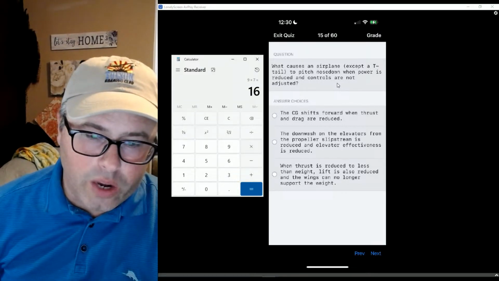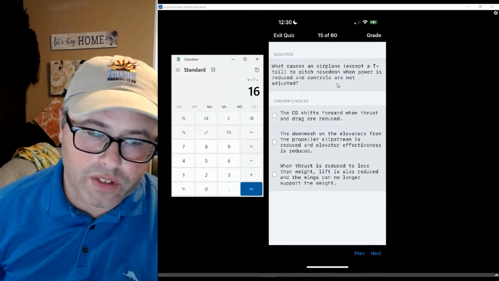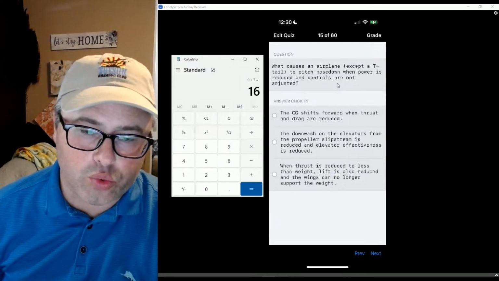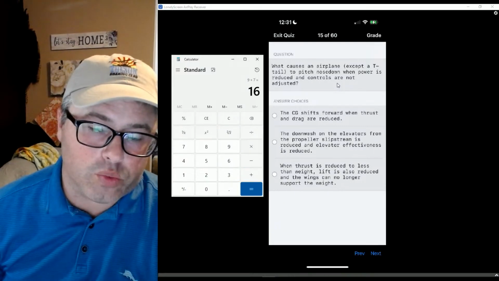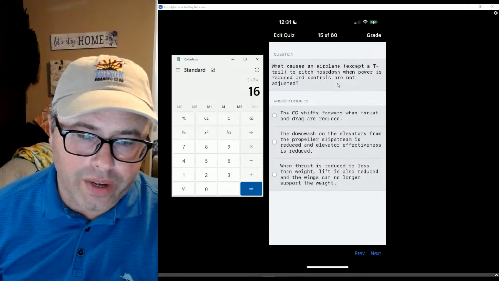CG shifts forward and thrust and drag are reduced? CG didn't shift. You just reduced power. CG didn't change. The downwash on the elevators from the propeller slipstream is reduced, and the elevator effectiveness is reduced. Okay, that's the answer.